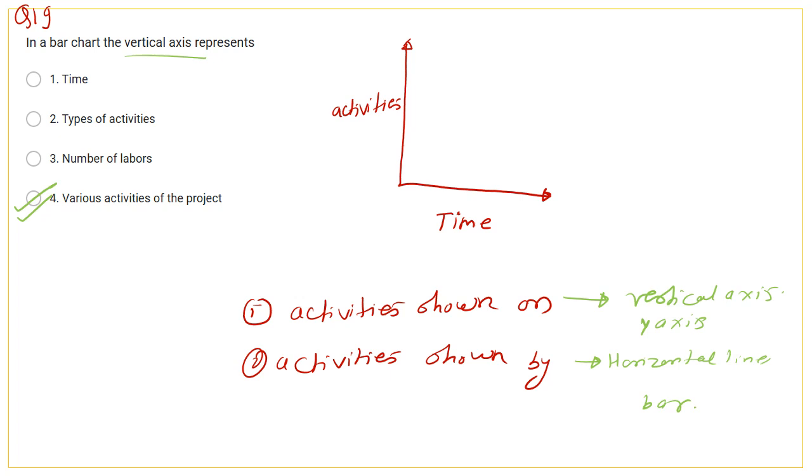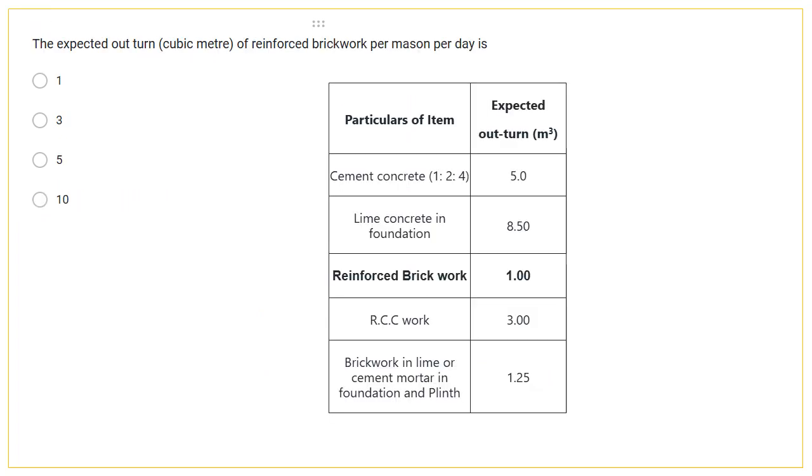Next is question number 20. The expected outturn in cubic meter of reinforced brickwork per mason per day is? This is the chart for expected outturn. First, cement concrete outturn is 5. For lime concrete in foundation 8.5. For reinforced brickwork 1. For RCC work 3. Brickwork in lime or cement mortar in foundation and plinth is 1.25. So here option first is correct. The expected outturn for the reinforced brickwork is 1.